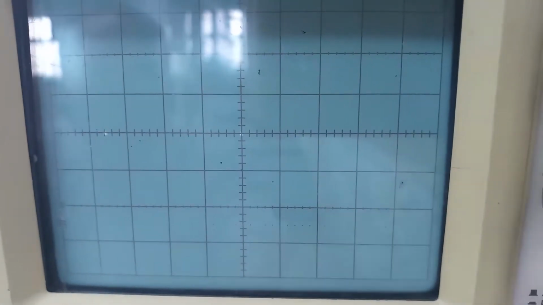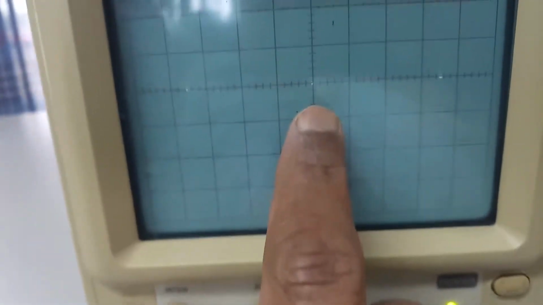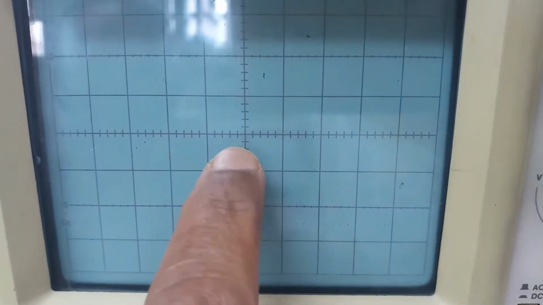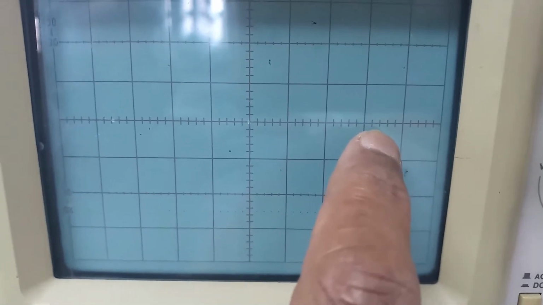So let us measure for the 0 setting of your speed control knob. Let us see what the frequency is here. Now if you observe, I have kept the off time at the left hand side. This is this dot. Before that we have the on time.